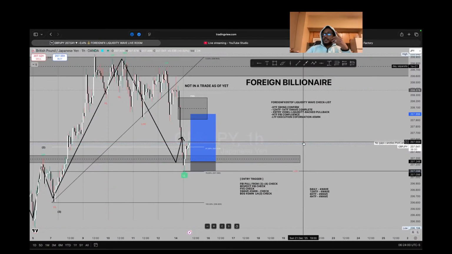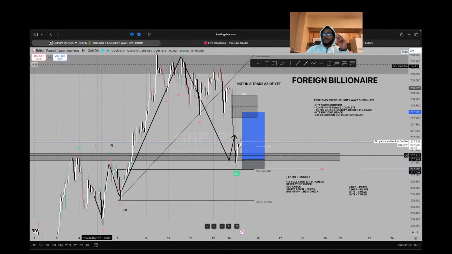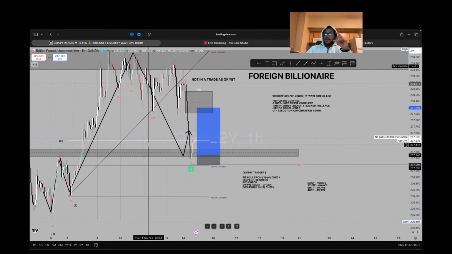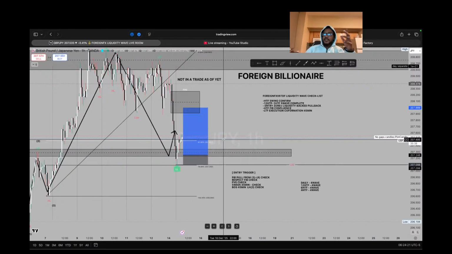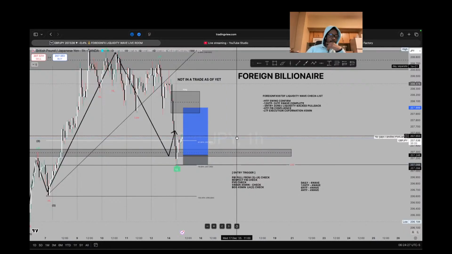So fib check, respect, fib check, fair value gap check, 45 minute wave check, breakout structure check. Last week we broke structure, 2 hour left. So everything is there, but the confirmation to buy, or to execute, as of right now is not there. It's gonna be 2 hours soon.